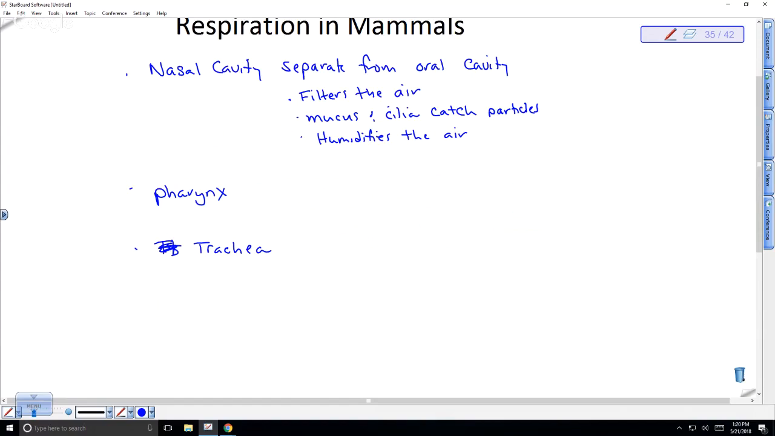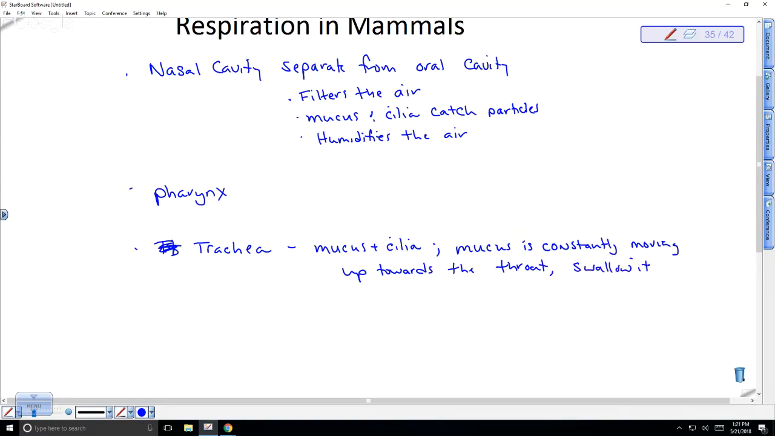Okay. So the trachea also has mucus and cilia. When you breathe in and particles get into your trachea, the mucus will collect them, but the cilia actually move the mucus up towards the throat. So we'll say that the mucus is constantly moving up towards the throat, and you swallow it.